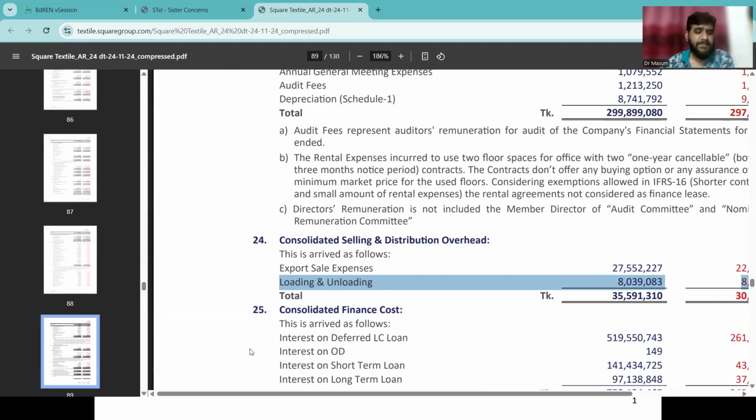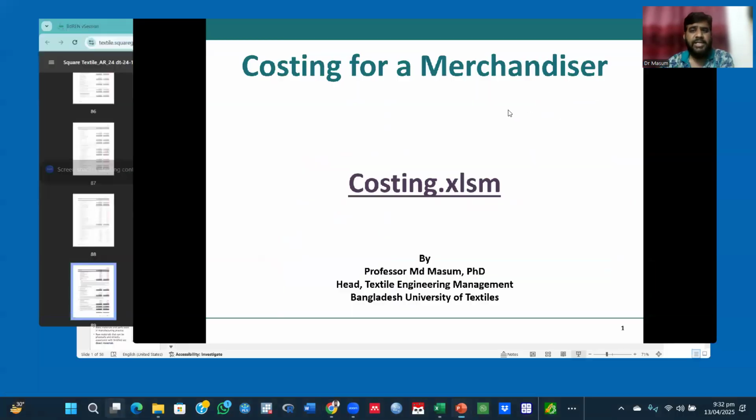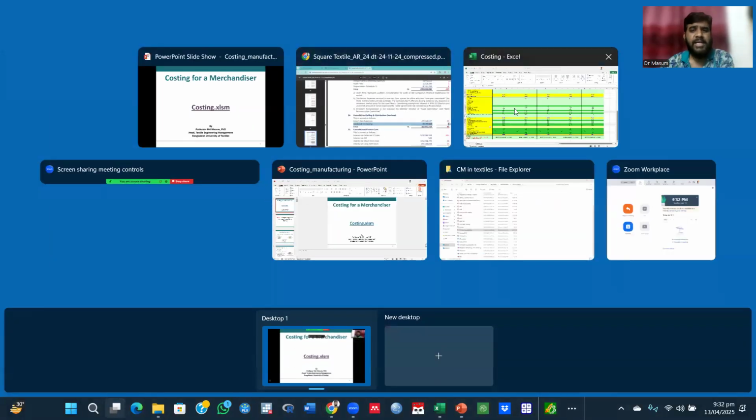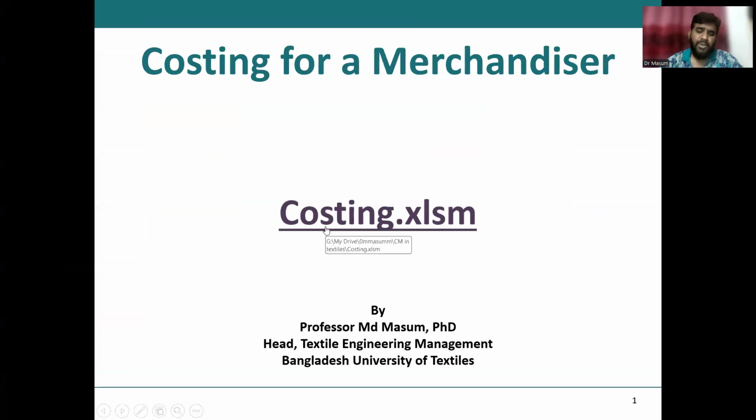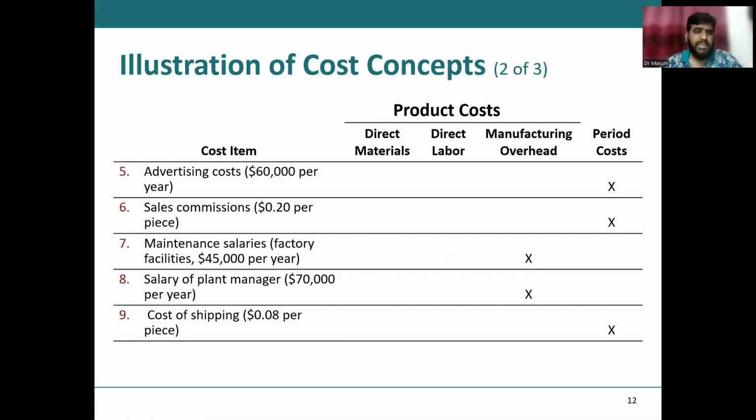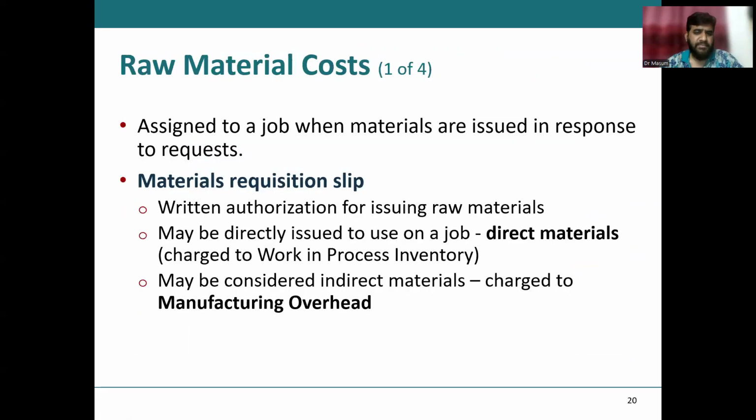And now the question arises: how to calculate SMV, because based on this SMV you need to calculate the labor cost. Per minute labor cost will be multiplied by SMV. SMV means how many minutes it will take to produce, to finish, a product. So this SMV calculation is important, and here we can see the SMV calculation technique.